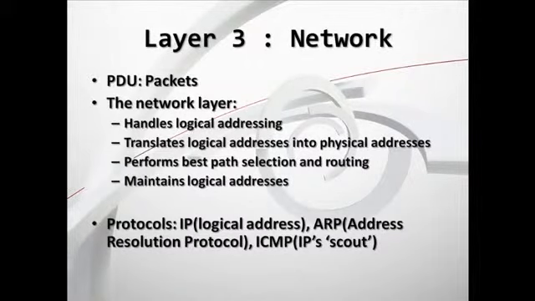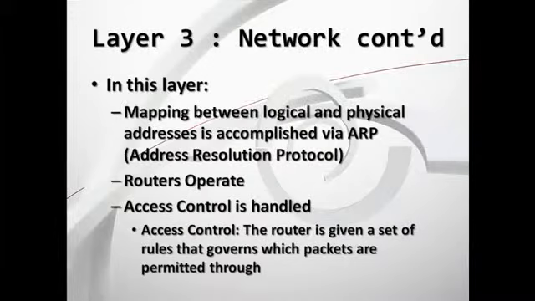The third layer of the OSI model is the network layer. The network layer handles logical addressing, translates logical network addresses into physical addresses, and performs the best path selection and routing in an internetwork. To support routing, the network layer maintains logical addresses such as IP addresses for devices on the network. Some of the protocols that work on this layer are IP, ARP, and ICMP. The network layer also manages the mapping between these logical addresses and physical addresses. In IP networking, this mapping is accomplished through the Address Resolution Protocol, ARP.